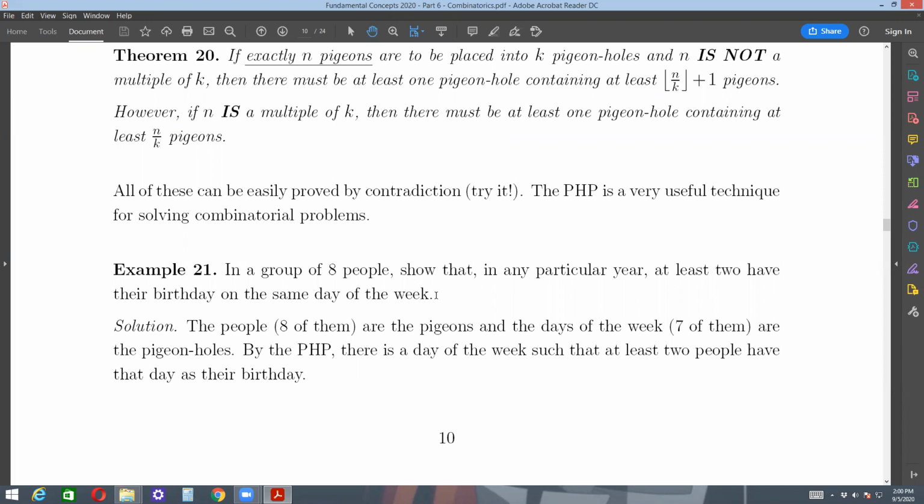So according to the pigeonhole principle, you can think of the people as pigeons. So you have 8 pigeons trying to go into 7 pigeonholes. So there must be at least 1 pigeonhole containing 2 pigeons, or 2 people in this case. Right? Because even if you try to distribute them evenly, you would get 1 in each, and then there's an extra 1 that has to go somewhere.